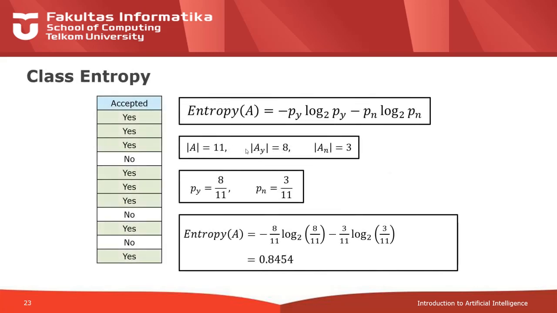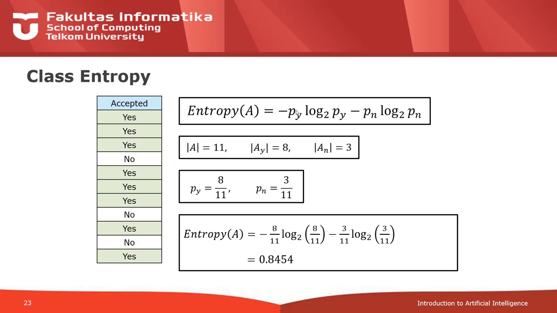So the first one, we will need to calculate the entropy. We will need to calculate the entropy of A, here meaning the accepted attribute. We call this the classification attribute or the label or the output. And how many possible values? We have two possible values, yes and no.